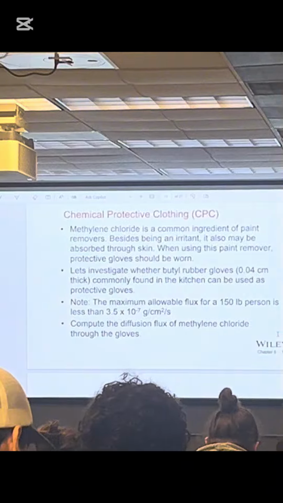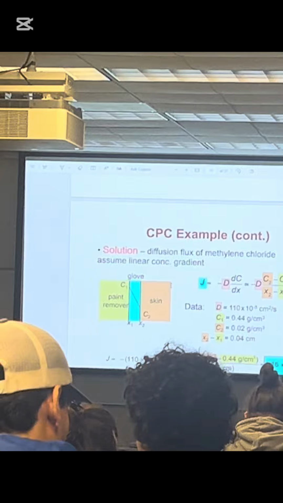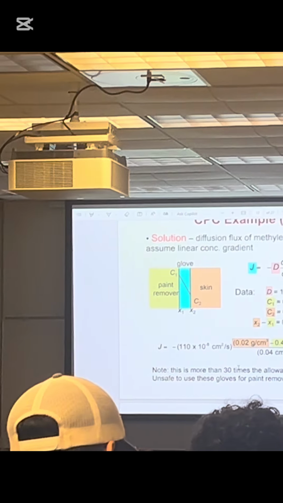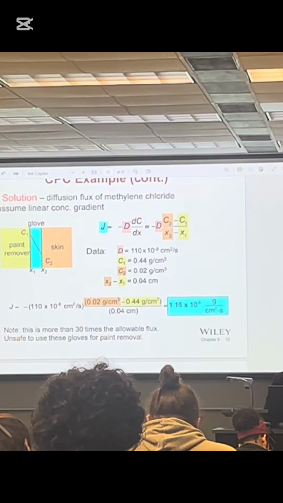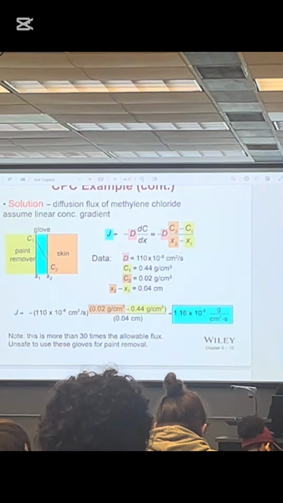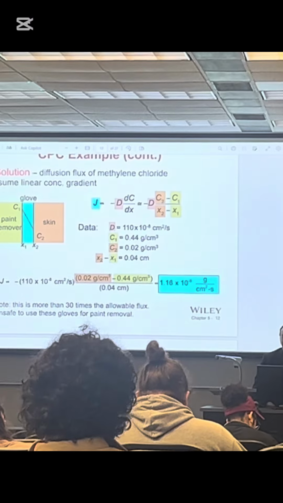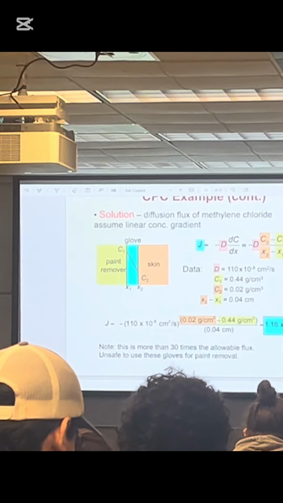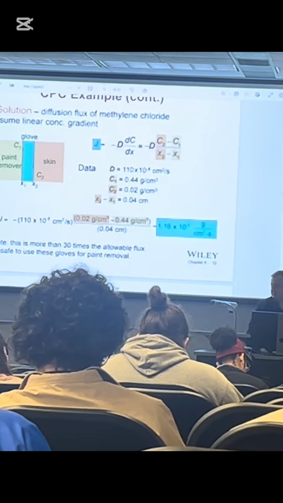1.16. And the allowable has to be less than 3.5 times 10 to the negative 7. So you can see that this is 30 times the allowable flux. And it means that these gloves are not going to do the job. Which is why when you're dealing with chemicals, you have to use proper protection. Yes? Does this make any sense? Okay.